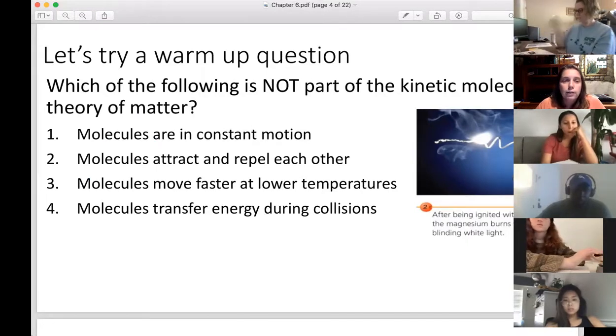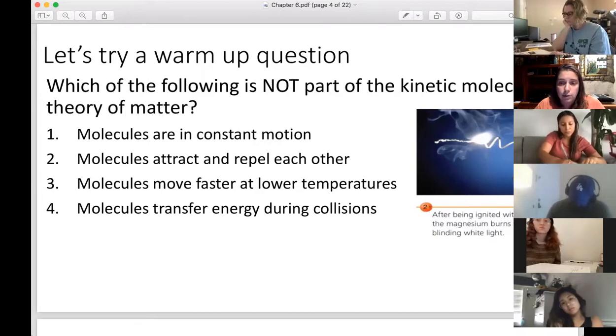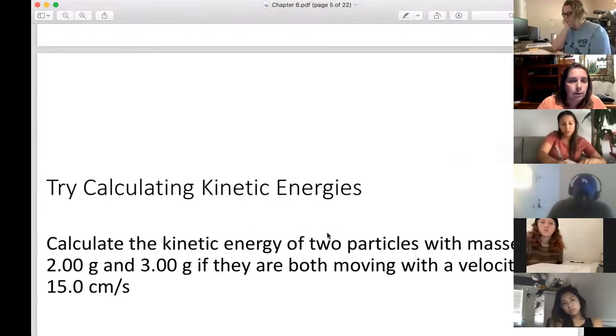The correct answer for this one, which is not a part of kinetic molecular theory, would be number 3. Molecules move faster at lower temperatures. That is incorrect. Molecules move slower at lower temperatures. They move faster in hotter temperatures. So that was the answer to that one.